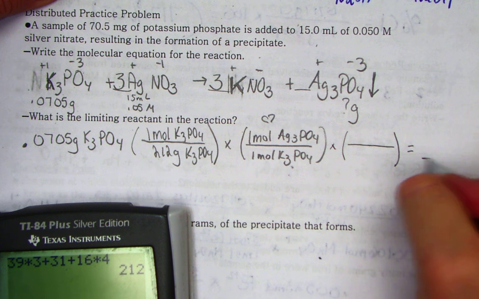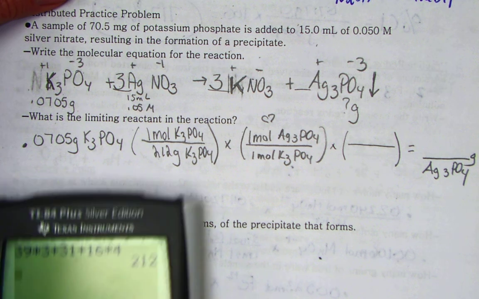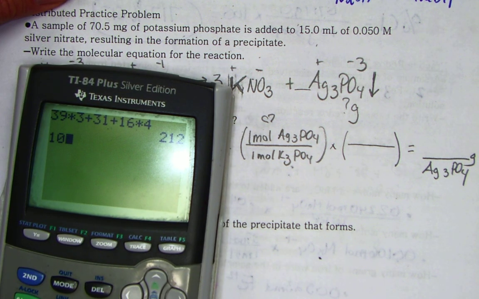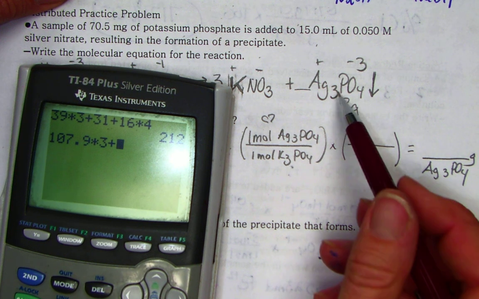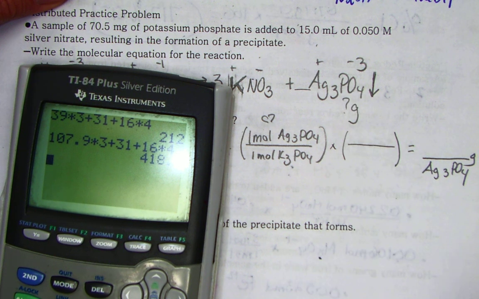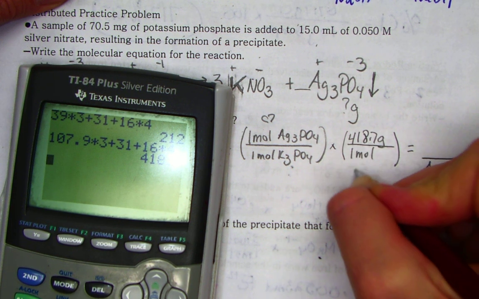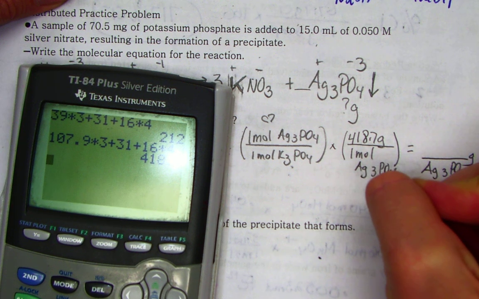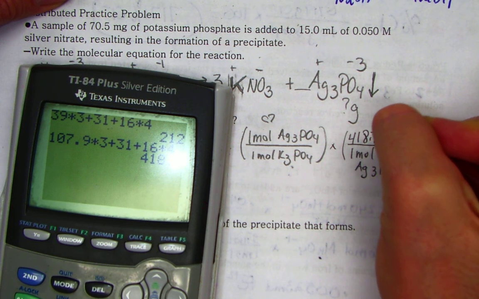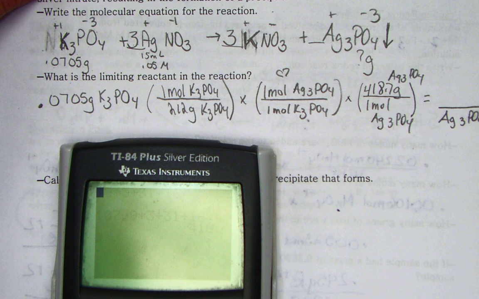To go to grams of our precipitate, silver phosphate, I'll need a molar mass to convert out. Silver is 107.9. There's 3 of those, plus 1 phosphorus, plus 4 oxygens. 418.7 grams for every 1 mole of silver phosphate. Divide, ratio, multiply. Let's solve for this problem and see what the yield is.